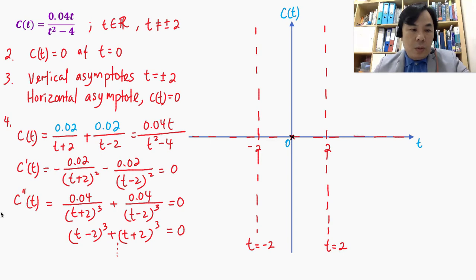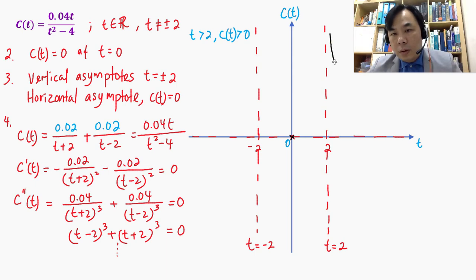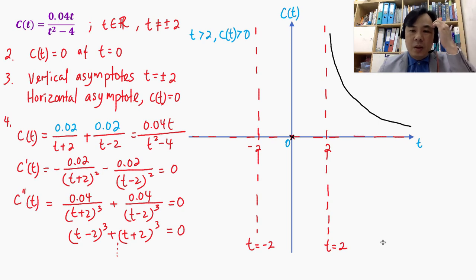So the first thing would be, as usual, for t that is greater than 2, you will expect, yeah, let me write down, for t that is greater than 2, you expect c(t) must be greater than 0. So therefore, the graph must actually appear in this part here. All right, so let me draw it out here. All right, now that's the first part of your graph.